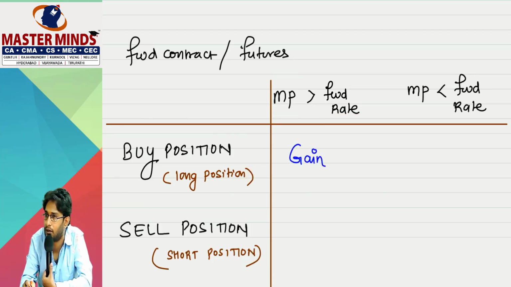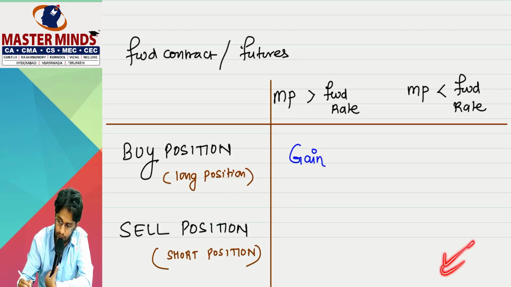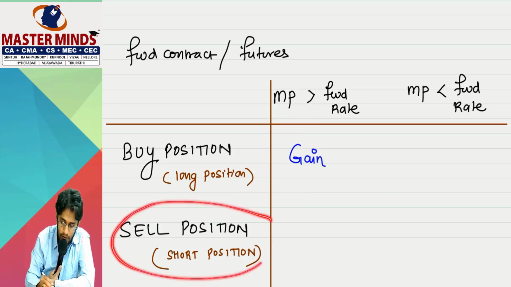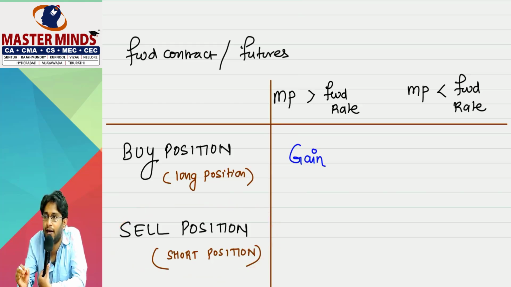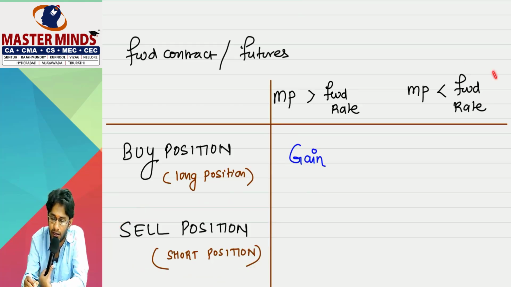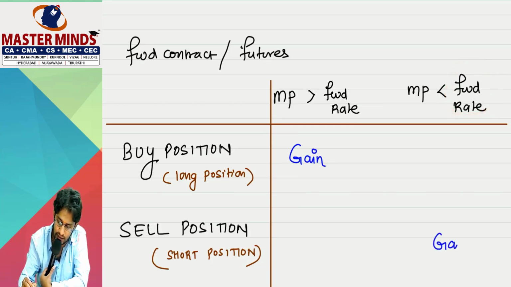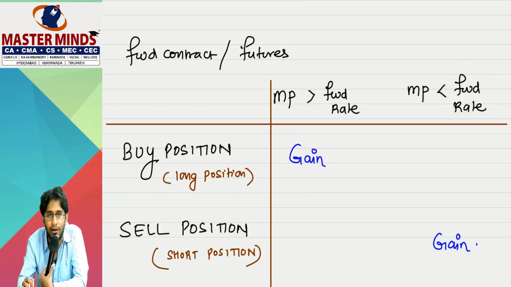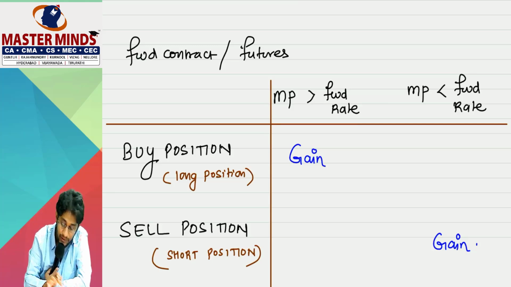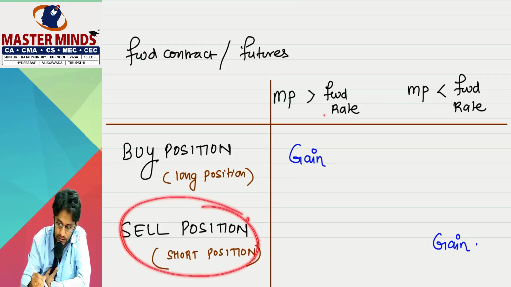Are you understanding, ma'am? Now answer this case. Sell position means what? I agreed to sell something in future. At what rate? Forward rate. But the actual market price is less than that. It's like I agreed to sell at 100, the market price is 70 only. So agreeing to sell at 100 is better than selling at 70, no? So definitely I am in an advantageous position. This also is a gain. Don't tell me the remaining two are losses, that I know. We are not playing tic-tac-toe. So thinking is important.